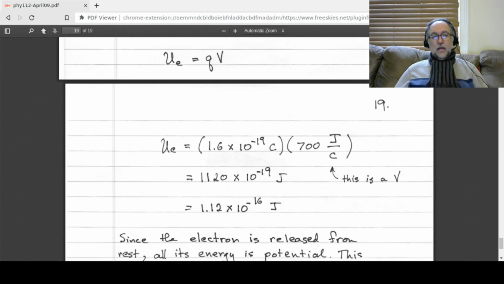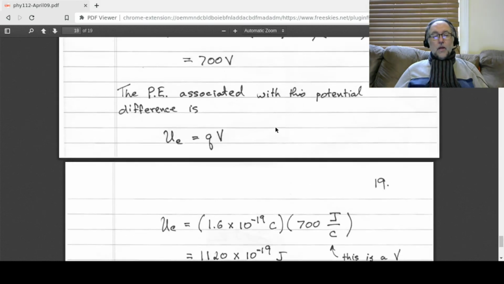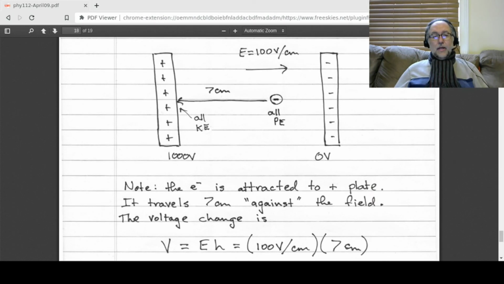And we found that that is equal to this 1.12 times 10 to the minus 16. Now, what's going to happen is when you release that electron, it's going to speed up, speed up, speed up. It's going to be losing potential energy, and it's going to be gaining kinetic energy. Once again, that hill analogy that I gave you earlier, where you think of that 700 volts as kind of like a drop. Think of this as like a roller coaster, okay? And this electron is going downhill 700 volts.